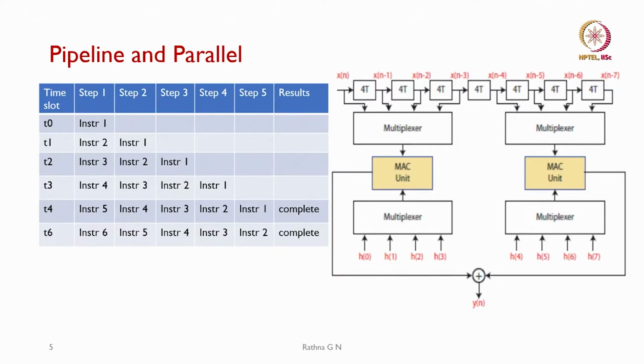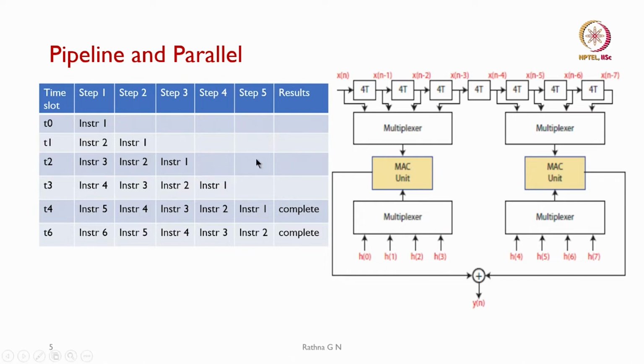Then we said that for increasing the speed of our computation, we can go with pipelining and parallel architecture. Our intention was to get the output within 1 clock cycle. So, every clock cycle I want to have the output of whatever my computation is going to be.